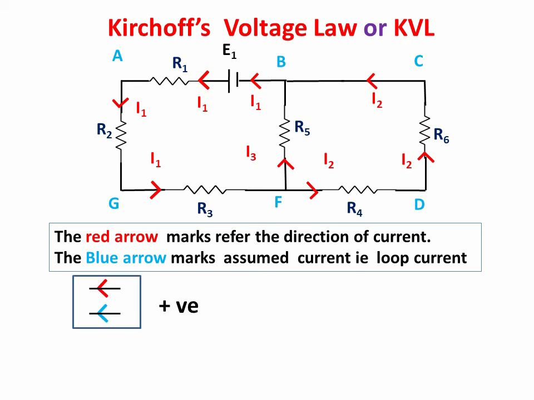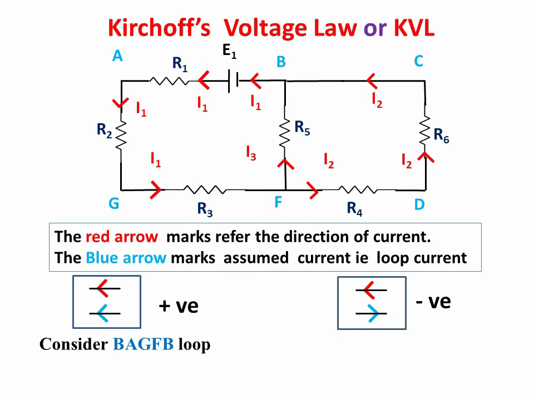Suppose both currents, the direction of current and assumed current, are in the same direction, you have to give positive current. Just remember that if both currents are moving in the same direction, you have to assume that is positive current. Suppose they are in opposite direction, you have to assume that current is negative current.